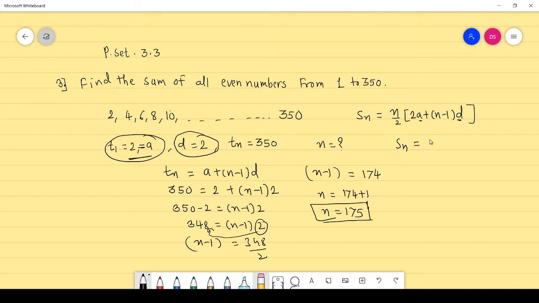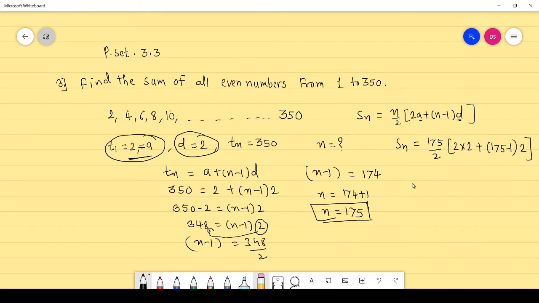1 by 2 is equal to what? 175 divided by 2 into a is equal to what? 2 plus n minus 1, n is equal to what? 175 minus 1, right? Into d is equal to what? That is also 2, right?